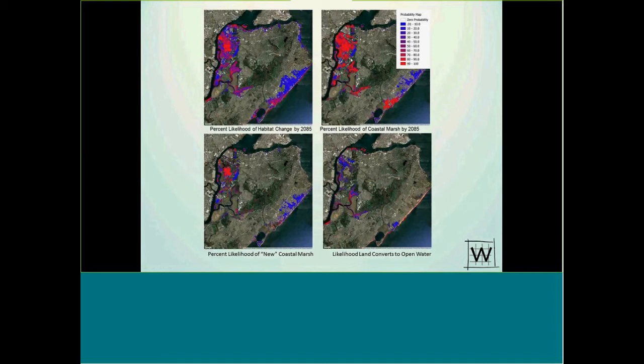Then percent likelihood of coastal marsh. So where is there going to be marsh by 2085? This is assuming you're allowing marsh to migrate into undeveloped lands. So again, the pockets in the northwest and the southeast have the highest probability. In terms of there being new coastal marsh, however, it's in the northwest that's the highest. Then this map here is the likelihood that something that's currently a land or a wetland converts to open water.